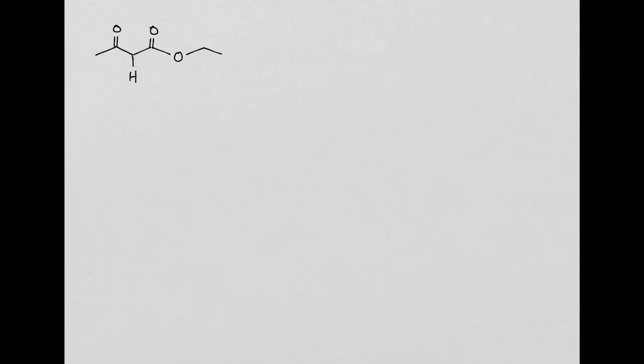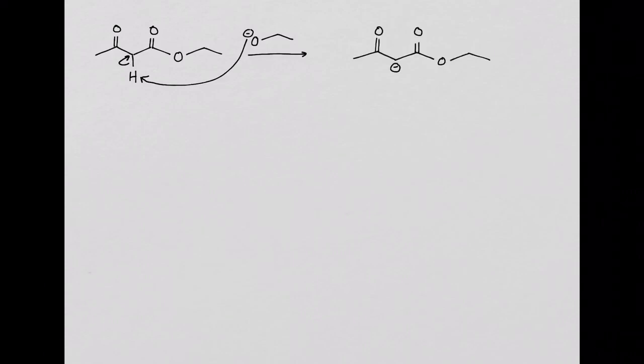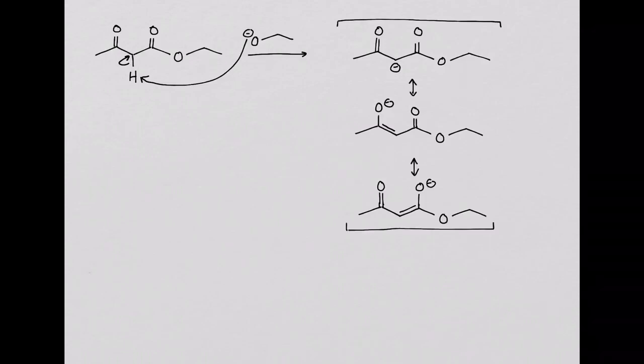The alpha position can be deprotonated by the strong base present for the Claisen condensation to produce a very stable intermediate. This intermediate is so stable because of resonance. It is the formation of this resonance-stabilized enolate that drives the Claisen condensation.